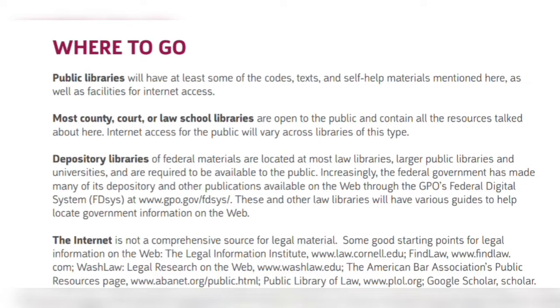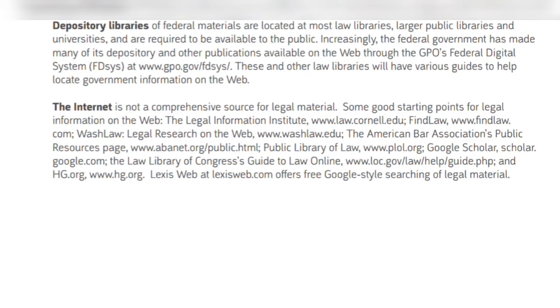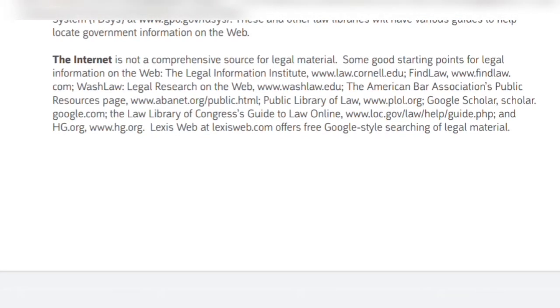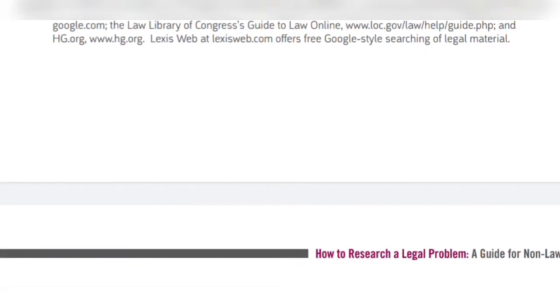Where to go? Public libraries will have at least some of the codes, texts and self-help materials that matter here, as well as facilities for internet access. Most county courts, law schools, and depository libraries of federal materials are located at law libraries, large public libraries and universities, and are required to be available to the public. The internet is not a comprehensive source for legal material. Some good starting points for legal information on the web: the American Bar Association Public Resources page.